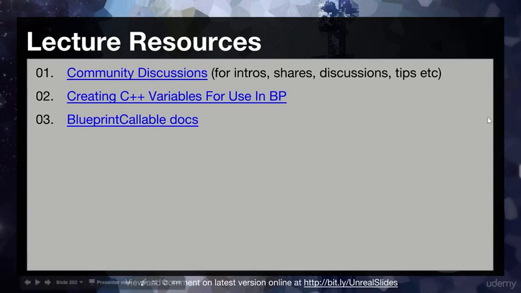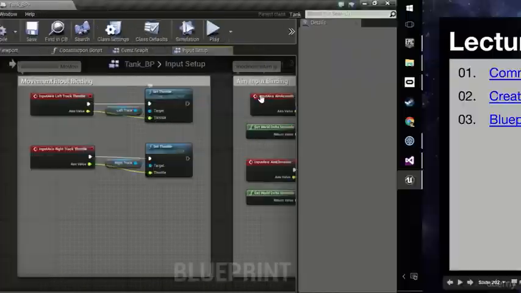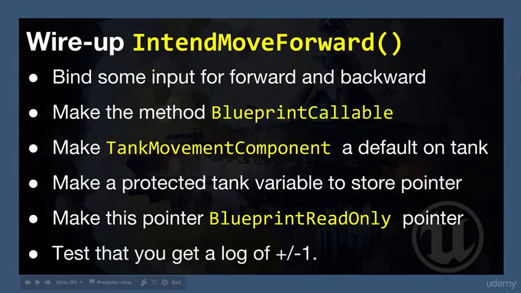Now, a couple of resources for you. They're not brilliant. Number 2 is better. Number 1 is just the community site, which is awesome. But number 2 is a blog about creating C++ variables for use in Blueprint. Worth a look. And then there's also a link to Blueprint Callable in the docs. That's in your slides for you. There's your challenge. Go ahead, pause the video, and have a go at that now.